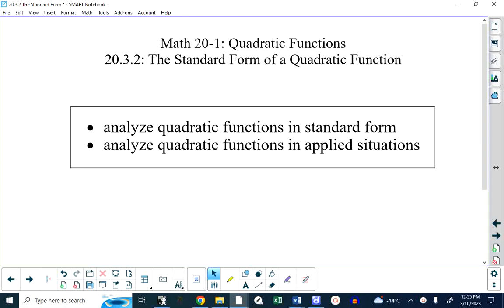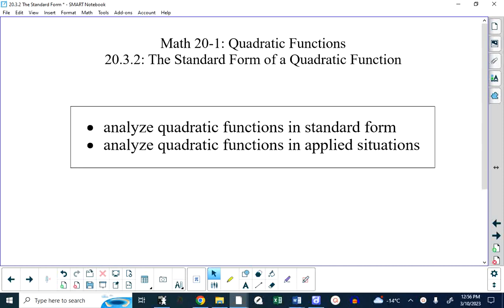All right, so this is lesson 20.3.2, the standard form of a quadratic function. We've been looking at the vertex form, and for the next couple of days of classes, we're going to be studying the standard form. There's two main things we're going to be looking at today. The first is we're going to be able to analyze quadratic functions not by looking at the vertex form, but by looking at the standard form.